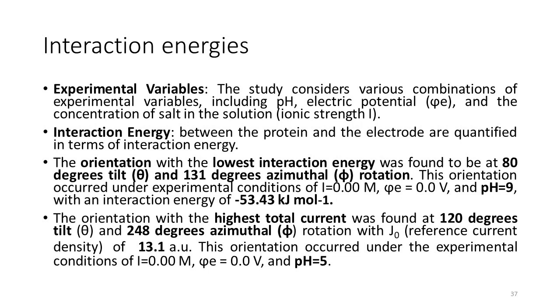This orientation was the one with the lowest energy, but as I mentioned previously, it's not the orientation that could favor the transfer of the electrons. The orientation that most favored the transfer of the electrons, with the highest total current, was obtained at 120 degrees and 248 degrees azimuthal and rotation angles. And this orientation was obtained under the experimental conditions of no salt, no electric potential, and pH 5. So as I mentioned, there is a difference. Just because an orientation is well absorbed doesn't mean it's going to be useful for the transfer of the electrons and for the catalytic activity of the hydrogenase.